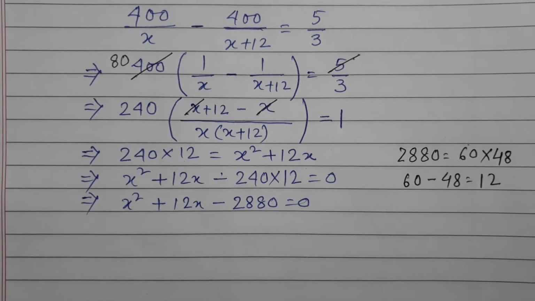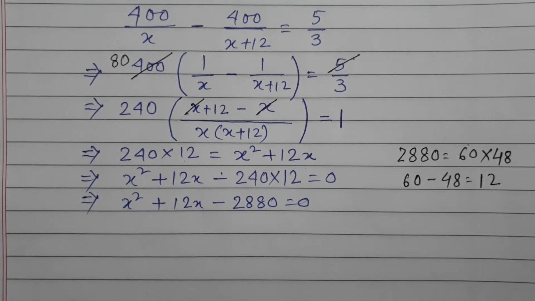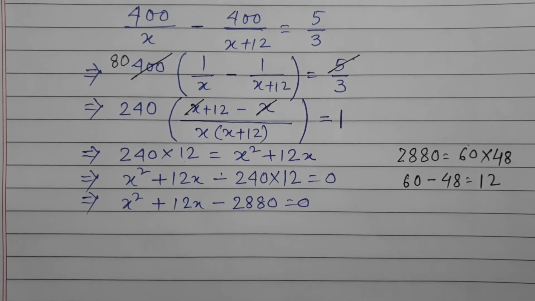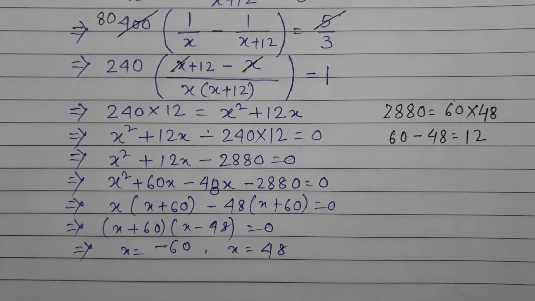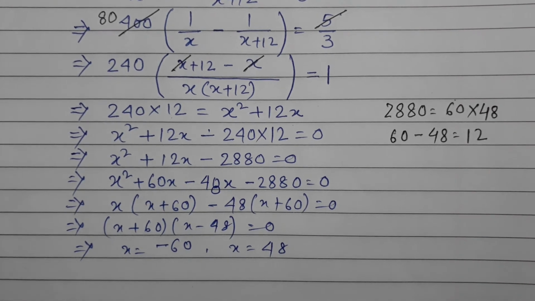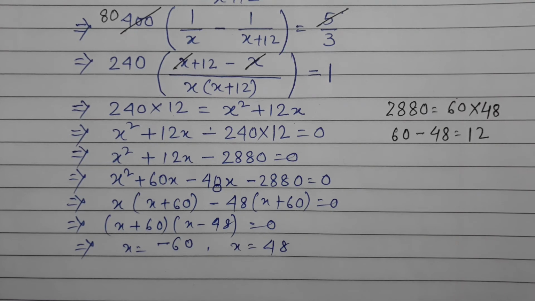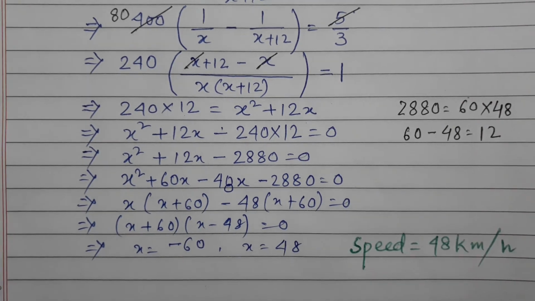Now after taking the LCM of 2880 we get 2880 equals 60 into 48, and also we can see 60 minus 48 equals 12. So therefore by solving this quadratic equation using middle term factorization we get x equals minus 60 or x equals 48. Now x is a speed, and a speed cannot be negative, so therefore the speed of the car will be 48 km per hour.